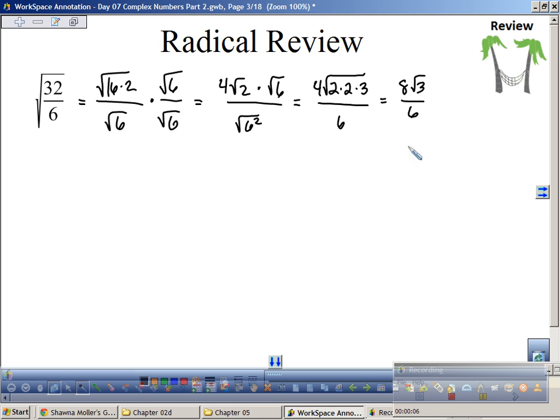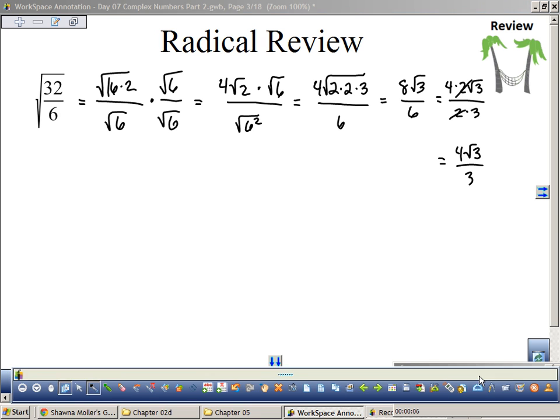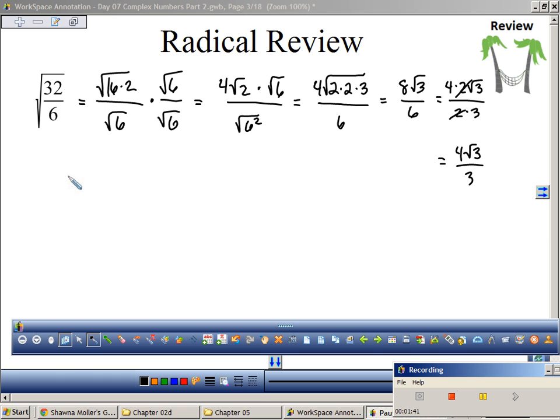Am I done? This is 4 times 2 over root 3 and 2 times 3. The 2's cancel. 4 root 3 over 3 will be my final answer. That's a review. Some of you are copying this down, so I'm going to go ahead and pause it. Okay, so let's make it a little more complicated.